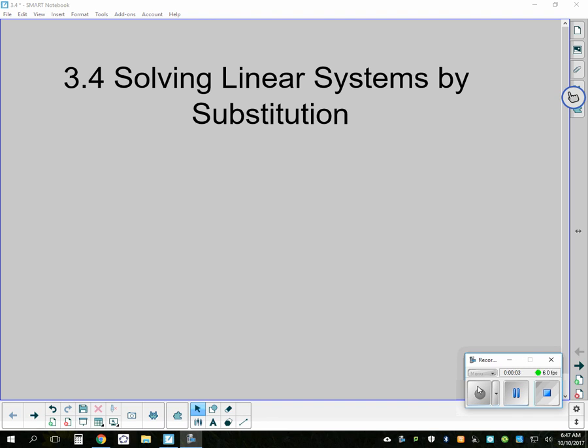In the last section, we talked about solving systems by graphing. Today, we are going to talk about solving them algebraically, which means you're just manipulating equations and you won't actually be graphing anything. We're going to learn two different ways to do them algebraically, one in this lesson and then one in 3.5.